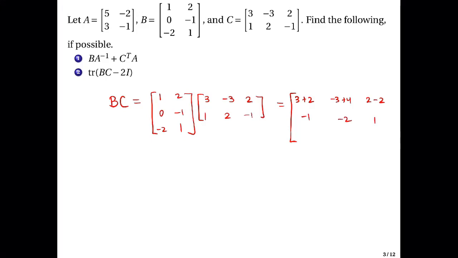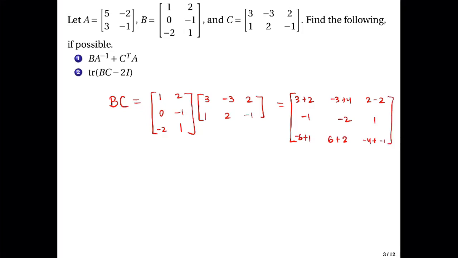Okay? Then finally, we have negative 2 times 3, that's negative 6. 1 times 1, that's 1. So it's negative 6 plus 1. Negative 2 times negative 3, that's positive 6. Plus 1 times 2, that's just 2. Then here, negative 2 times 2, that's negative 4. Plus 1 times negative 1, that's negative 1.